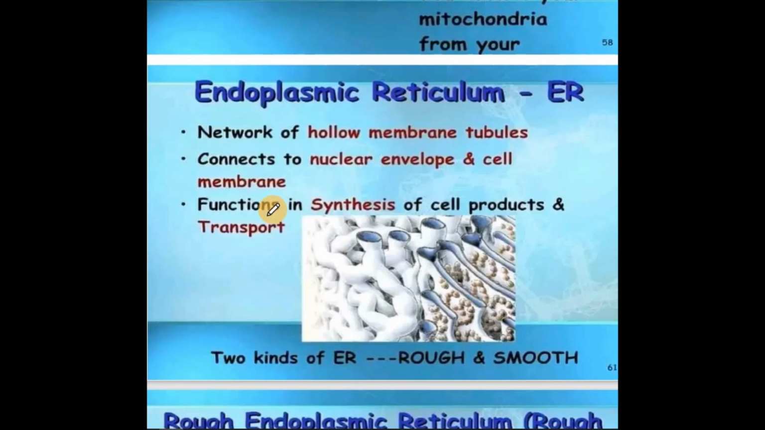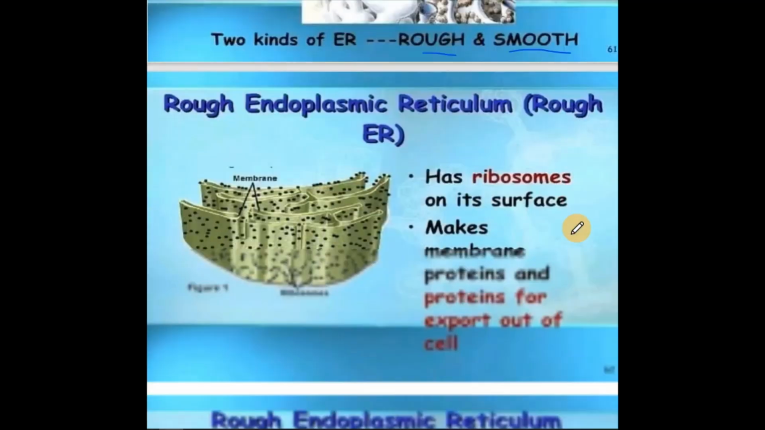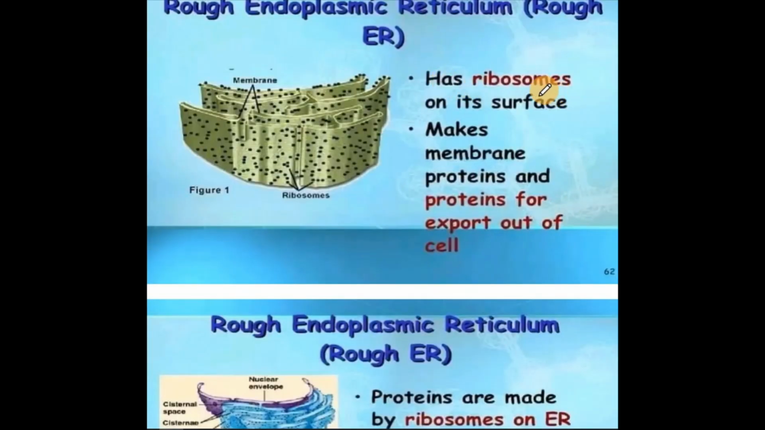They function in the synthesis and transport of materials. So the endoplasmic reticulum helps in synthesis of protein. We have two main types of that: the rough endoplasmic reticulum and the smooth endoplasmic reticulum. Now the rough one has ribosomes on its surface, hence it helps in the making of proteins. And the proteins are exported out of the cell across the endomembrane system, which is made up of the nucleus, the endoplasmic reticulum, then the cell membrane.